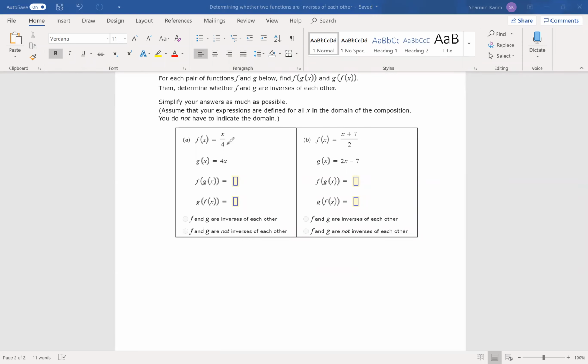So f of x is given x over 4 and g of x is given 4x, and we are looking for f of g of x. So let's substitute g of x. G of x is nothing but 4x. Now let's substitute 4x for x in the function f. So we have 4x over 4. So then 4 cancels each other. So we end up with an x.